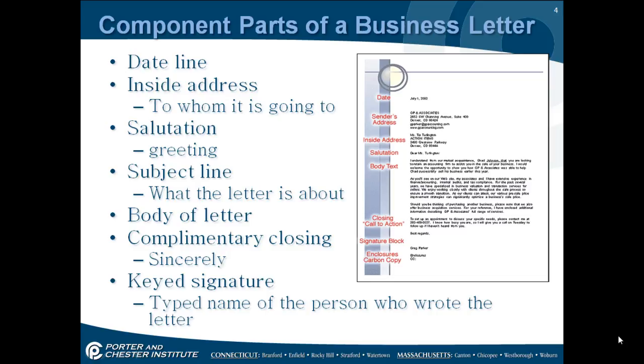You have the date line, the inside address. This is to whom the letter is going to. Salutation, which is the greeting. Your subject line, what the letter is about. The body of the letter. The complimentary closing, which can include sincerely, truly, regards. Your keyed signature. This is the typed name of the person who wrote the letter.